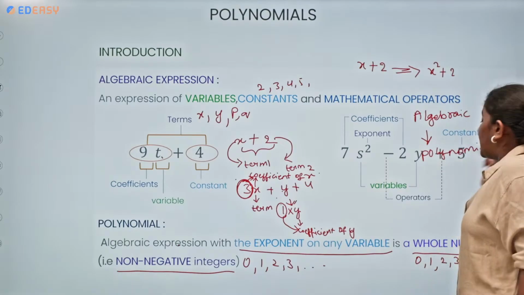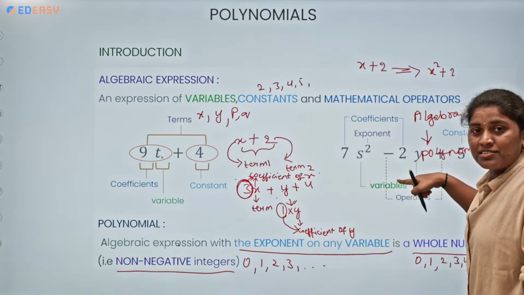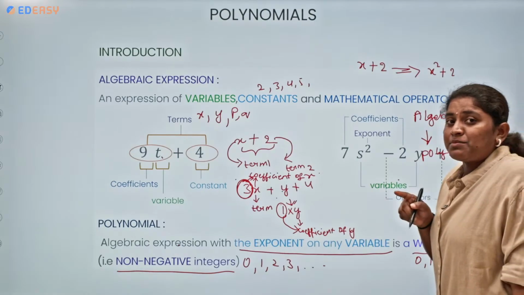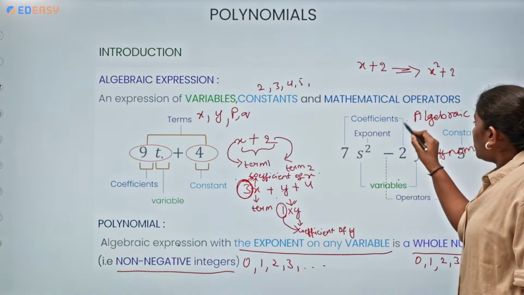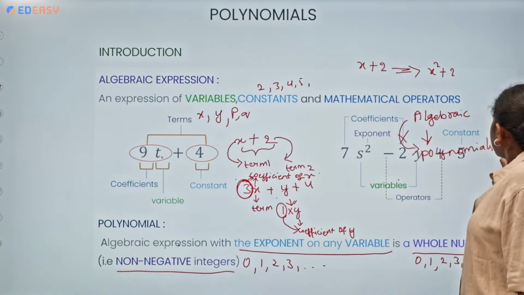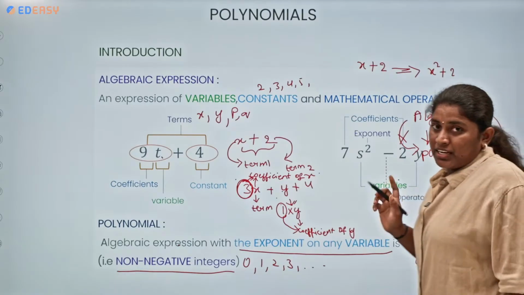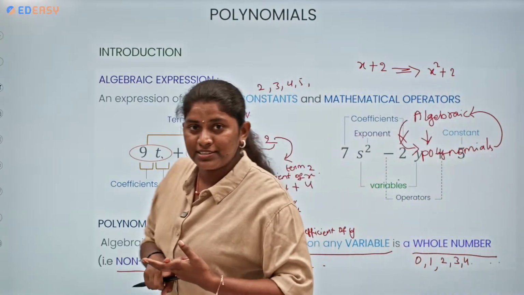So think once. Can we say that all algebraic expressions are polynomials? No. Why? Because in algebraic expressions we might be having negative powers. So we can't say that all algebraic expressions are polynomials. But we can say all polynomials are algebraic expressions. Now, are you clear about the difference between algebraic expressions and polynomials?